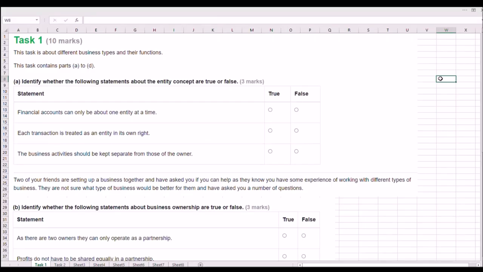Task one. This is about different business types and their functions. So let's just go through it. Identify which of the following statements about the entity concept are true and false. This is the business entity concept that we're trying to have in here.